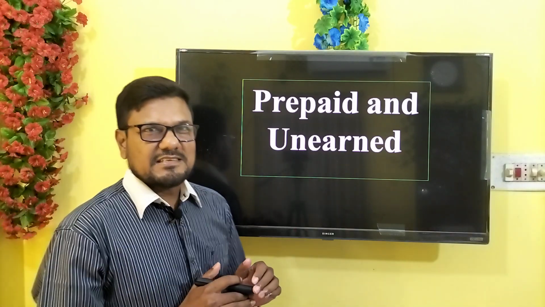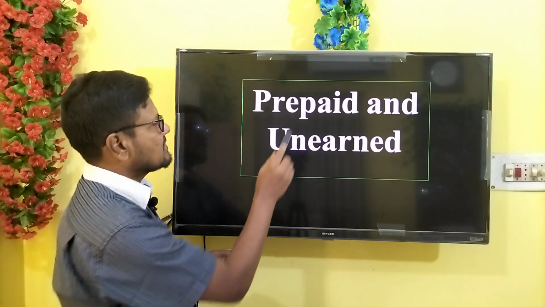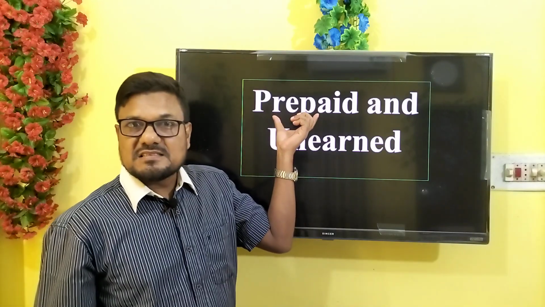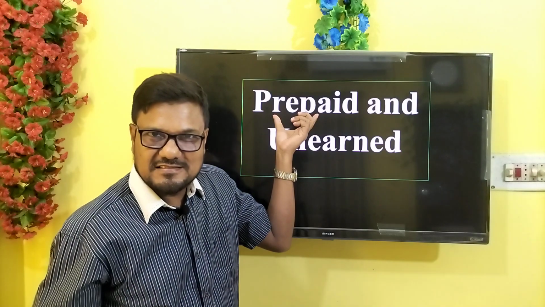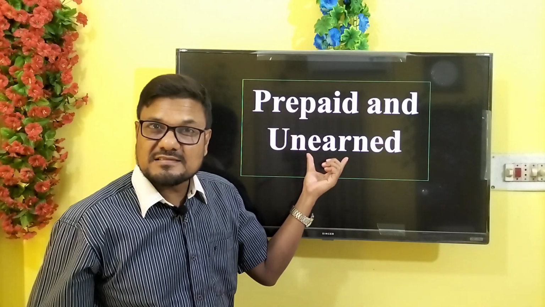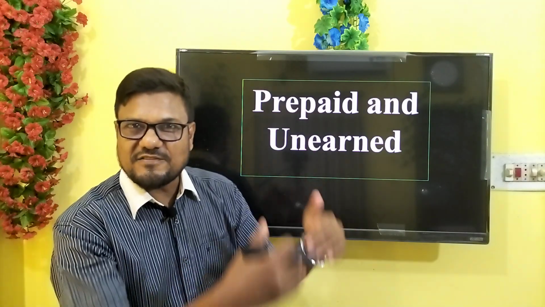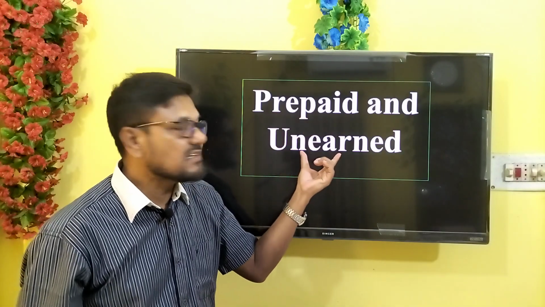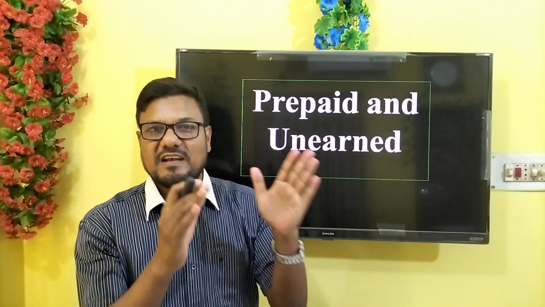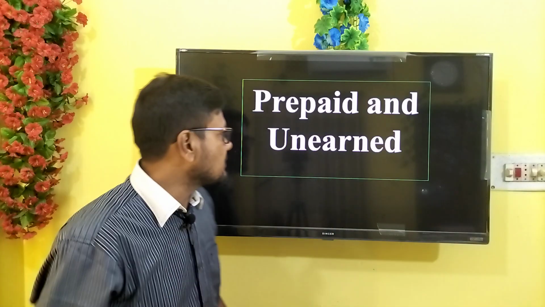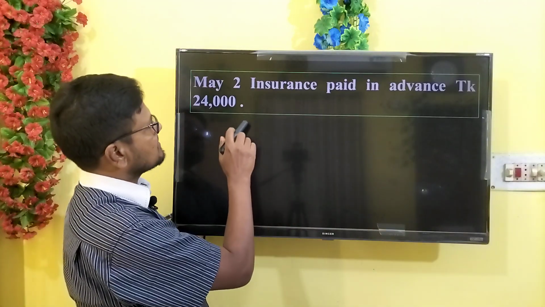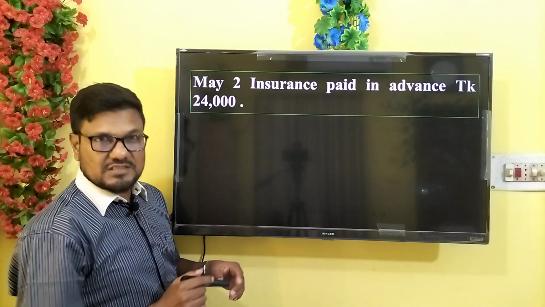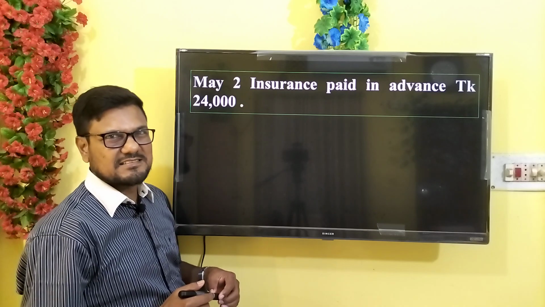In accounting, transactions about prepaid and unearned. Prepaid means paid in advance, and unearned means received in advance. Prepaid is an asset. On the other hand, unearned is one kind of liability. So the first transaction: insurance paid in advance, taka 24,000 in cash.